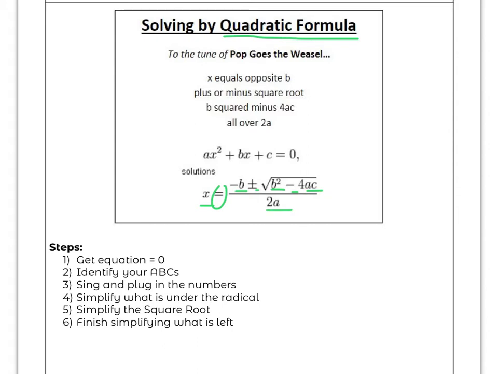And I'll sing that multiple other times. So then I've written our lovely steps here that we're going to follow every time we do the quadratic formula. Our first step is to get our equation equal to 0. Then we're going to identify our ABCs.